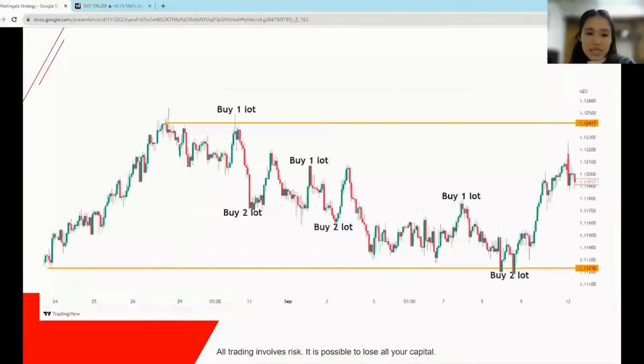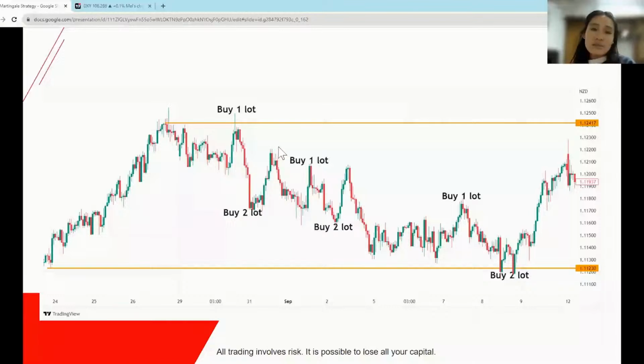Okay, so let's take a look at another example here. You can see price is moving upwards at the start, right? So at this resistance, I decide to buy one lot because I expect that price is going to continue in this increasing trend. But instead of continuing, it reverses off of my resistance at 1.12417. So it reverses and then it hits down. At this swing low, I decide to buy two lots.